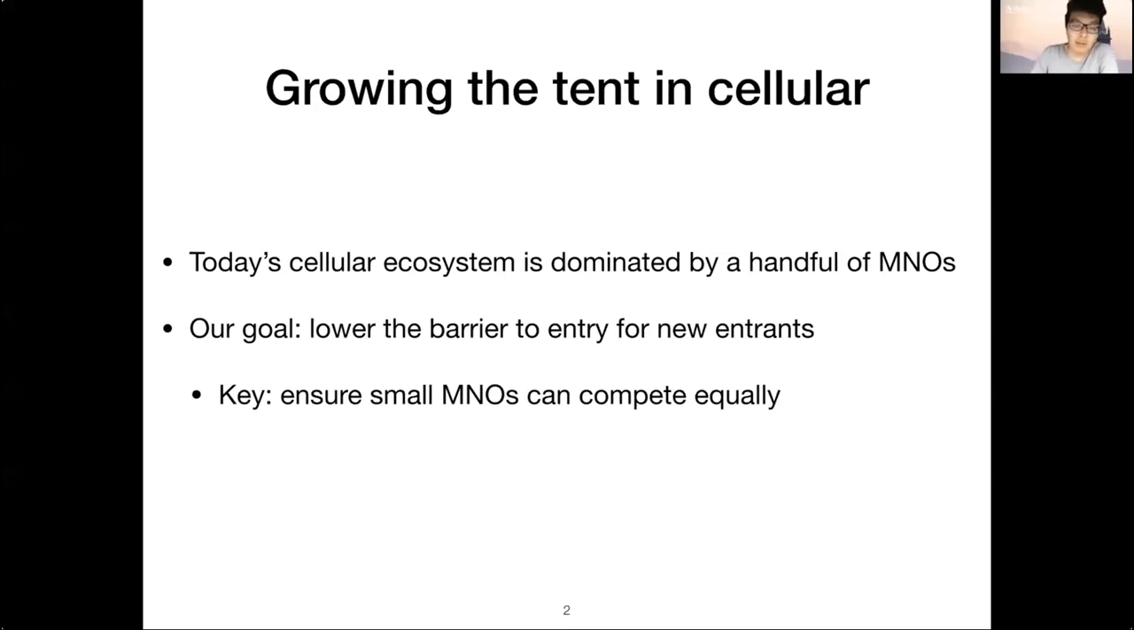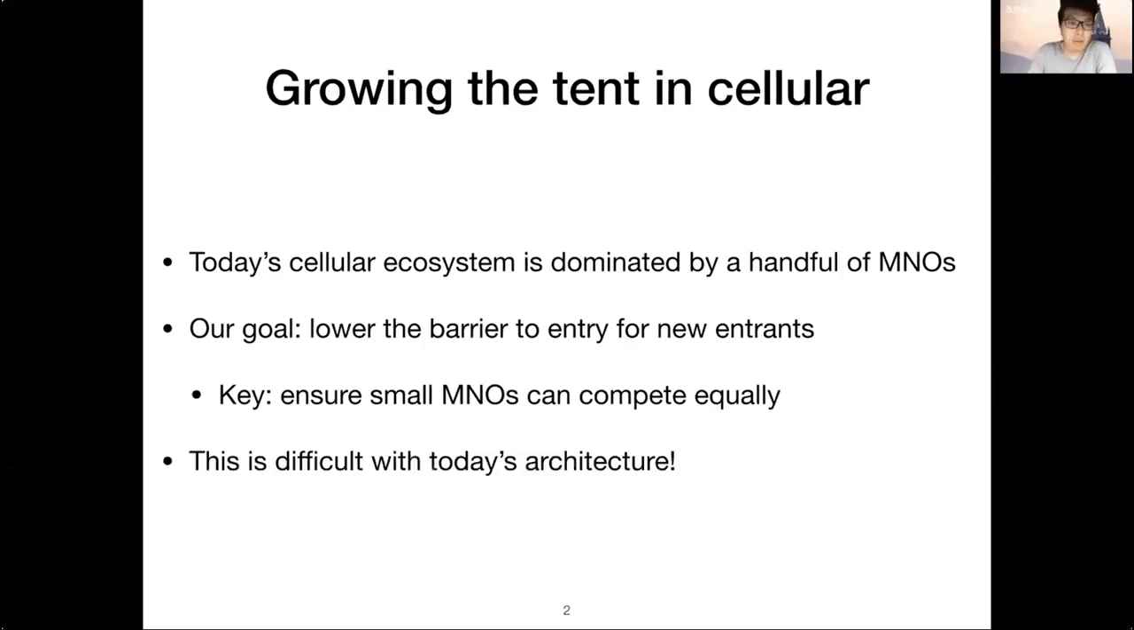By compete equally, I mean that a user should have no reason to discriminate between providers based on the scale of their deployment. Instead, we like to enable the user to consume cellular access from any provider that is available at a location and time, with no concerns of whether the provider provides services in other locations.